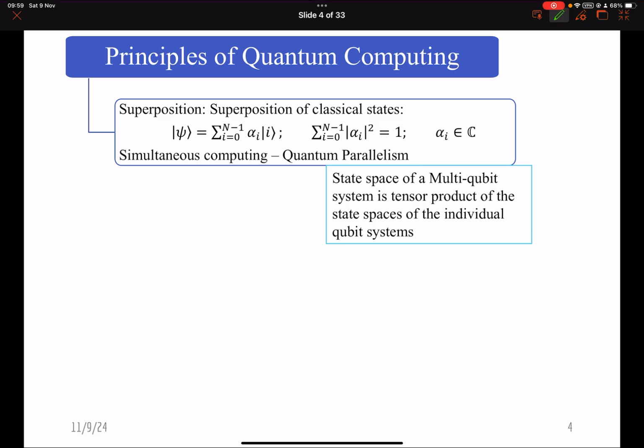The idea behind this is that a superposition state allows simultaneous computing. Suppose I have a function that takes an input and gives you an output. Suppose it takes 0 as a classical bit input and gives the corresponding answer, and if it takes f of 1, that is 1 as input, it gives some answer.